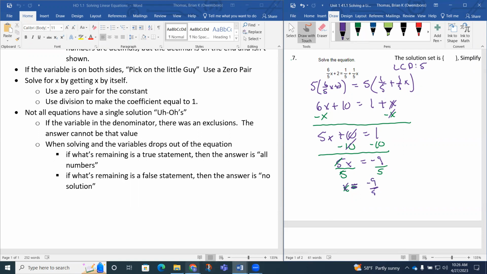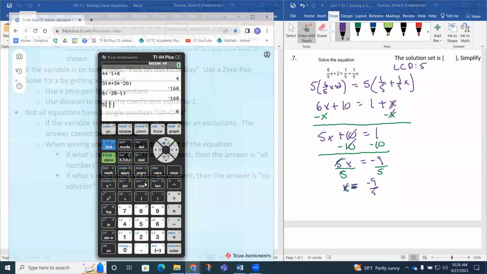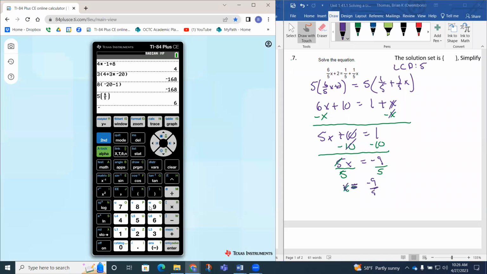If you use your calculator, if you're unsure, you can just type in -9 divided by 5, hit enter. Notice how it turns it to decimal, but again, they don't want decimals here. They want simplified fractions. So we have to use the math button, and notice how it says convert back to a fraction, number 1. Hit enter. That turns that back to -9/5. So keep that in mind as you move forward.